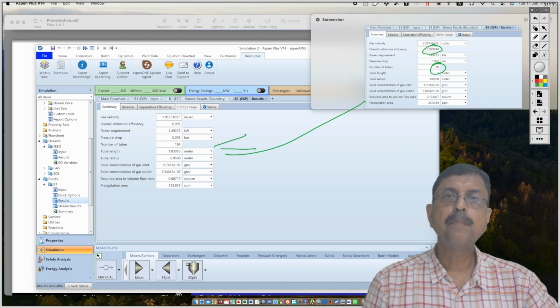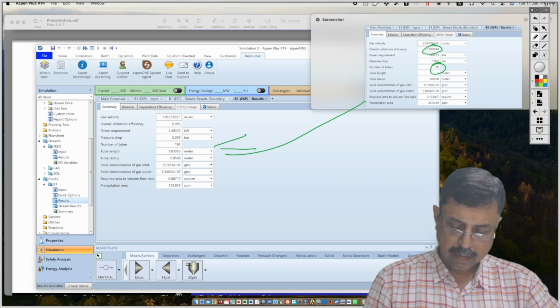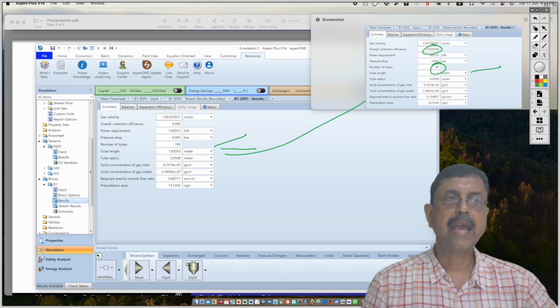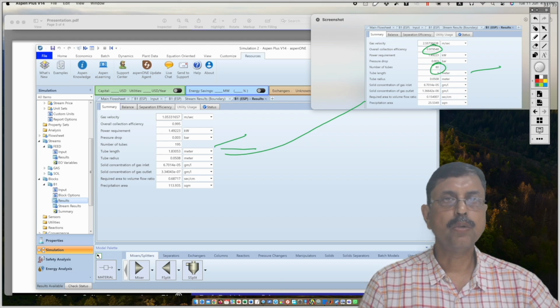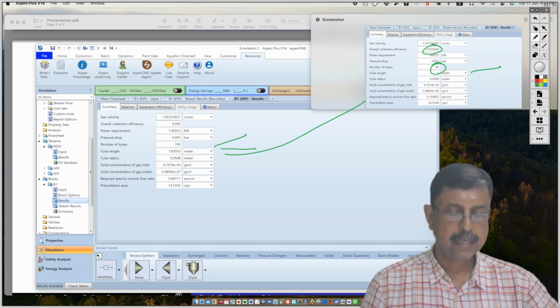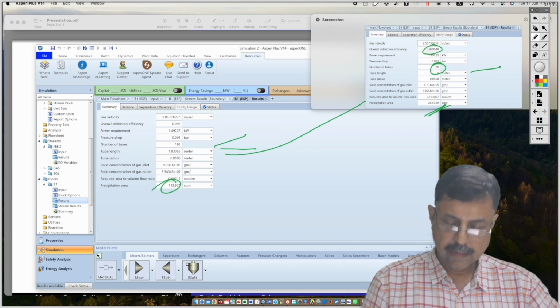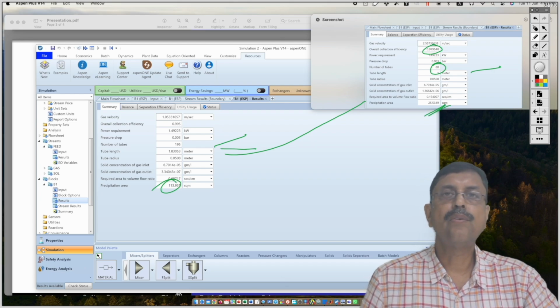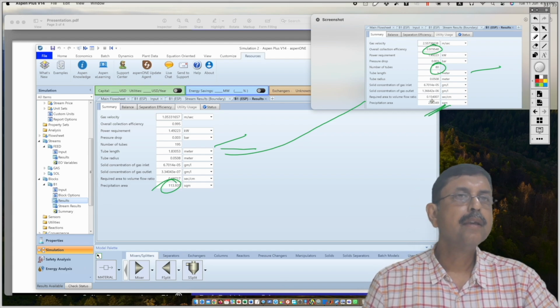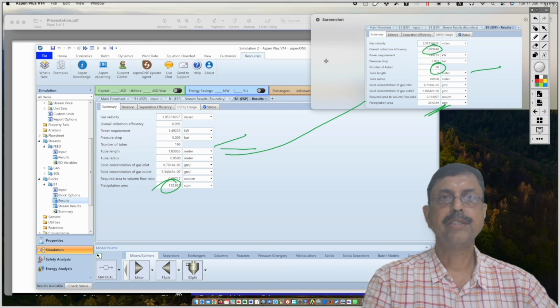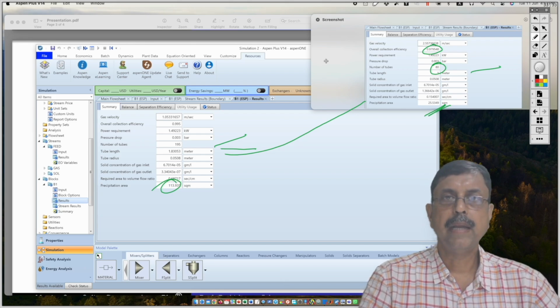Then tube length is 1.8 in place of 1 in the simulation case. So in order to have 99.5% efficiency, you have to use a longer tube. That's what it means. Tube radius is the same as before, and the precipitation area is 113, so it has increased more than 4 times. Okay. So that is the direct comparison between a design problem and a simulation problem, with various data compiled together.